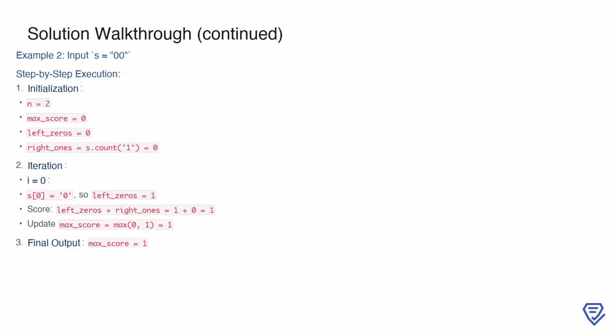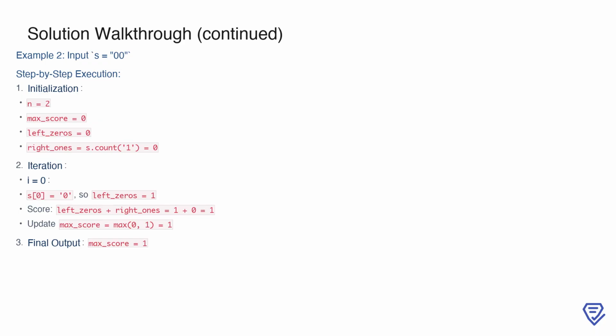Now, let's look at another example where the input string is s equals 00. We start by initializing the variables. The length of the string, n, is 2. We set max_score to 0, left_zeros to 0, and count the total number of ones in the string. Since there are no ones, right_ones is initialized to 0.